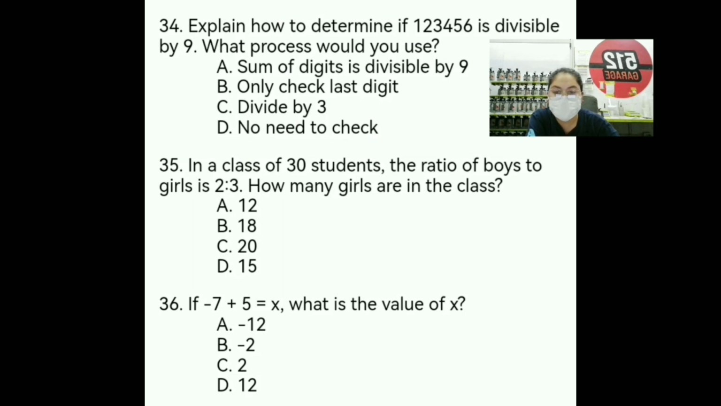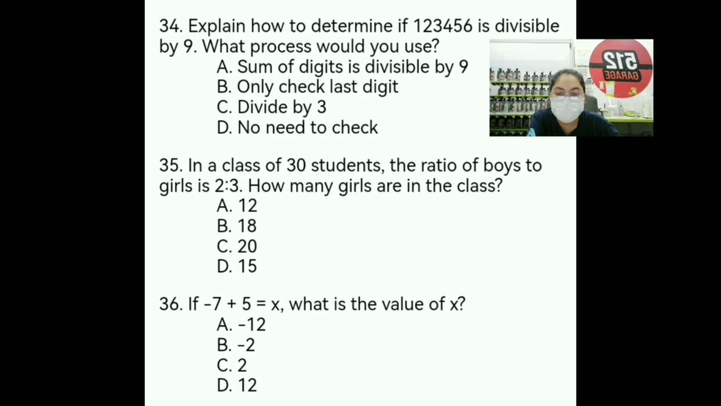So the total ratio parts equals 2 plus 3 equals 5. So let's determine the value of 1 ratio part. The total number of students is 30. The value of 1 part is calculated as total students over total ratio parts. So the total students is 30, and the total ratio parts is 5, which equals 6.